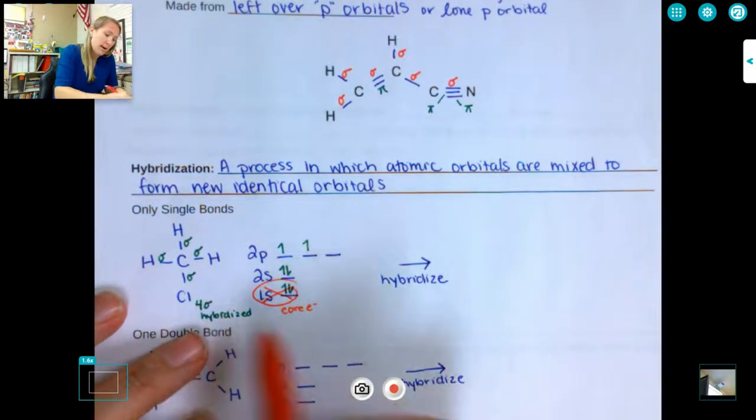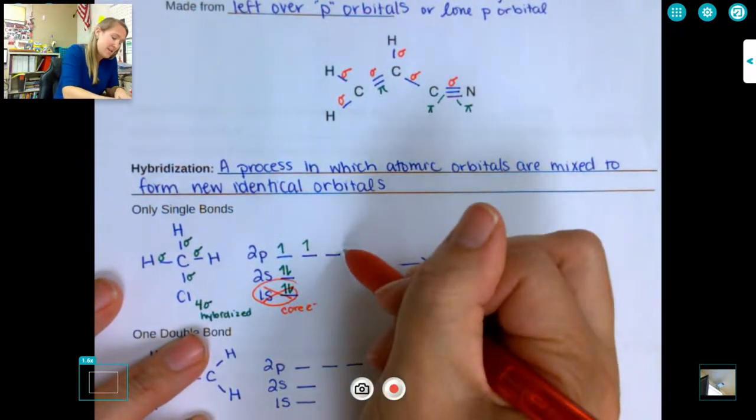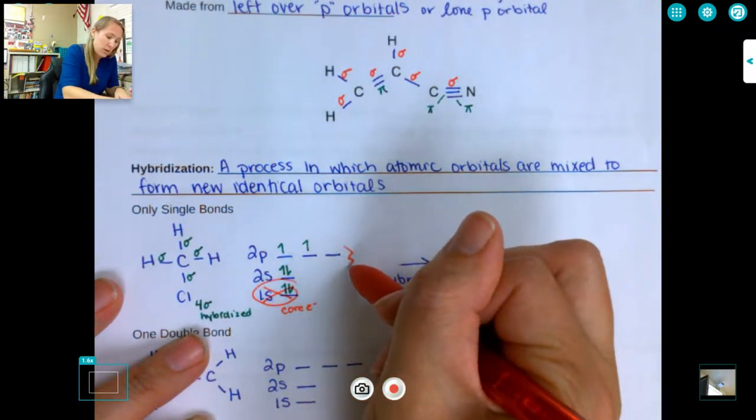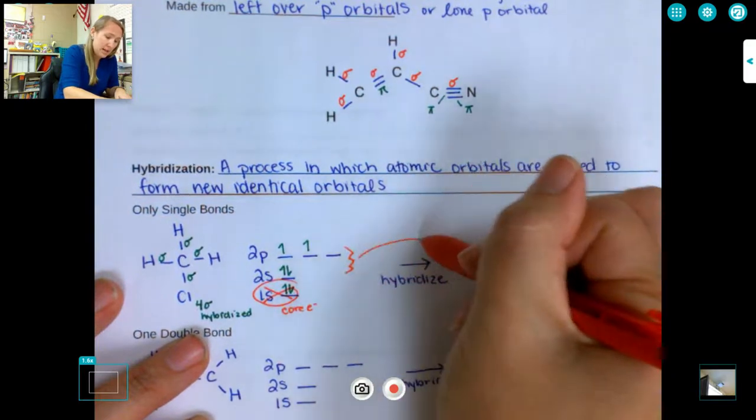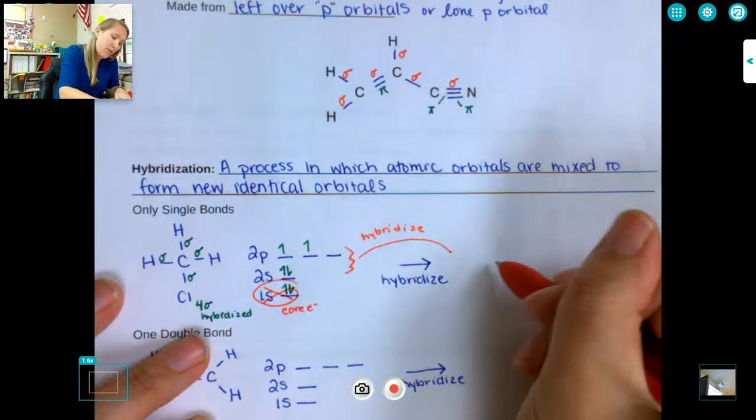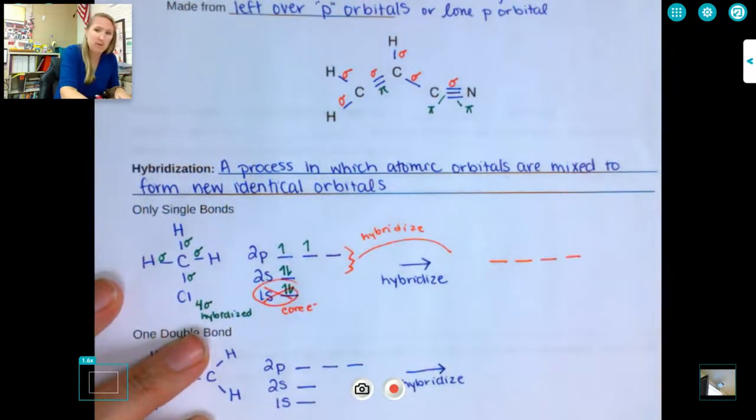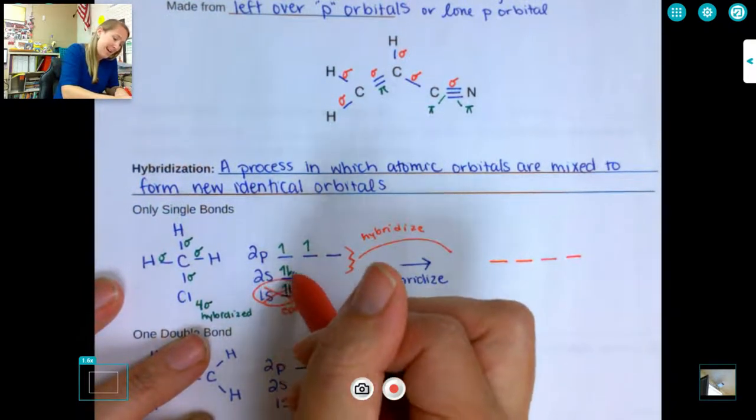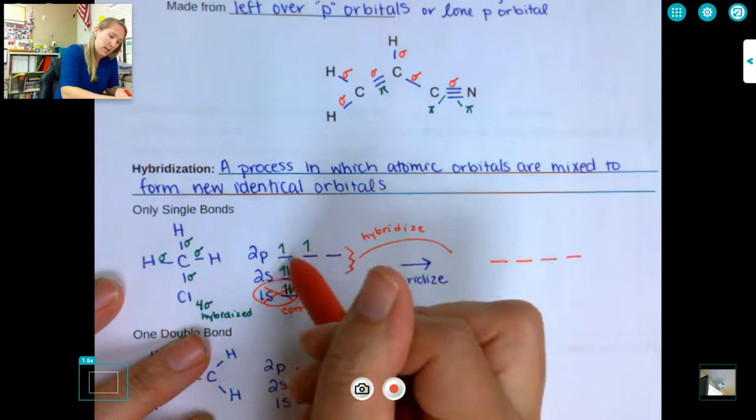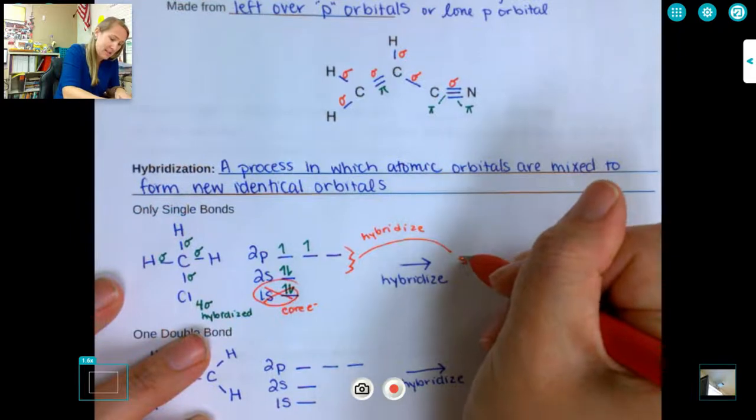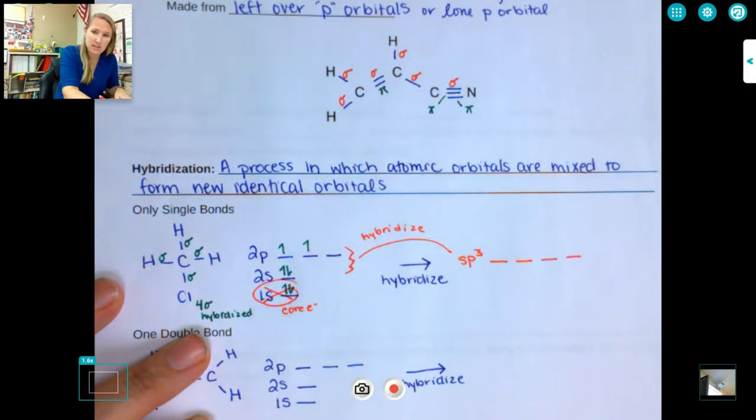Well, if I have 4 hybridized orbitals, that means that these 4 orbitals, this one, this one, this one, this one, are going to hybridize together to make 4 equal bonds. These 4 equal bonds came from an s orbital and 3 p orbitals. So we labeled it as sp3, and I can fill in my electrons.